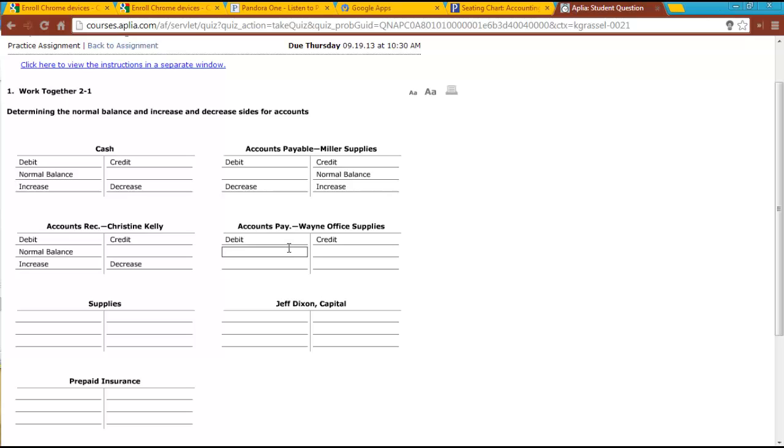Because it has the word payable in it. So payable always means it's a liability. What's the normal balance of a liability, Wayne? Credit. Normal balance is always the increase side. Opposite is decrease.